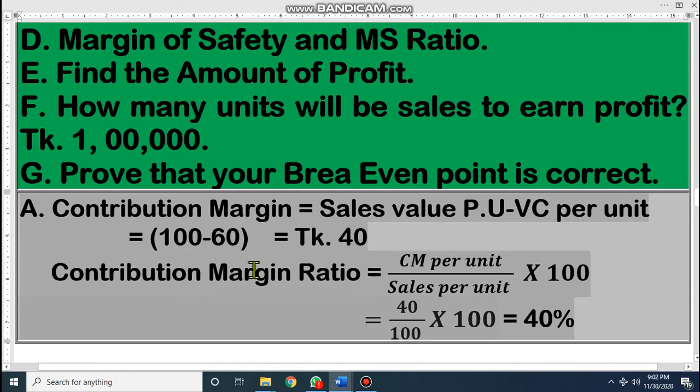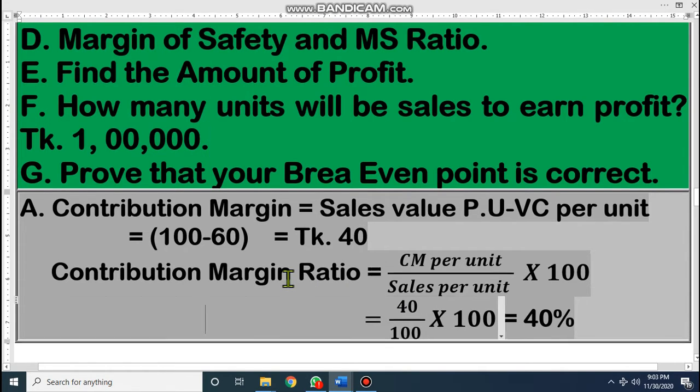Now the contribution margin ratio. How can you find it? Contribution margin per unit divided by sales per unit into 100. Contribution is 40 taka, sales per unit taka 100, into 100. That means 40% is the CM ratio. 40% is the contribution margin ratio. Dear student, very important. It will come for 2 marks.